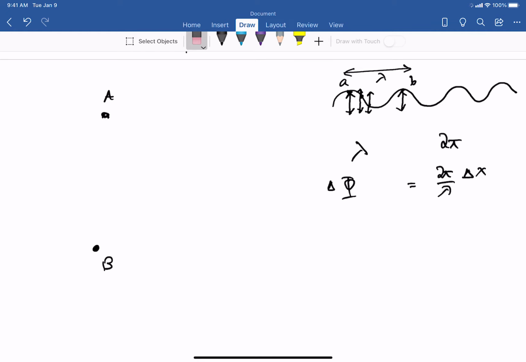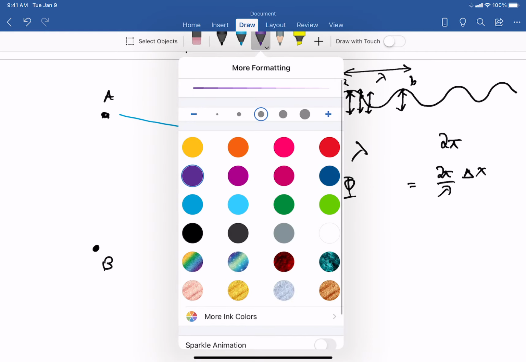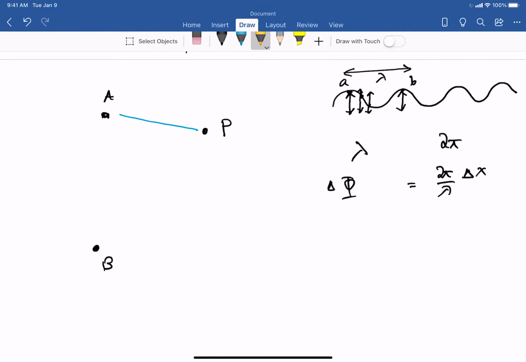Suppose the point P is somewhere over here. We want to know whether we are going to have constructive or destructive interference at P. So the distance traveled by the wave from A in order to get to P is this distance, and the distance traveled by the wave from B in order to get to P is this distance. So now the waves are not traveling the same distance in order to get to P.